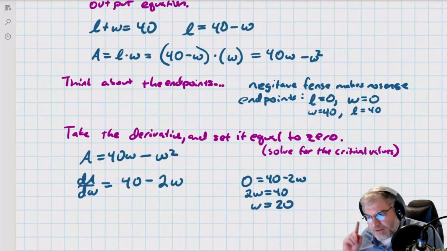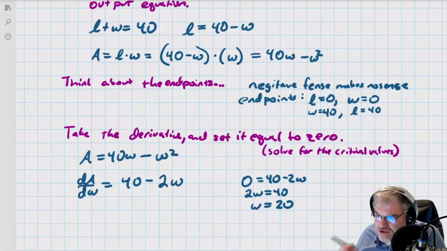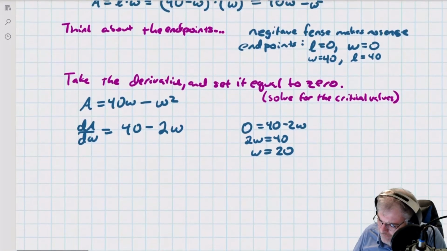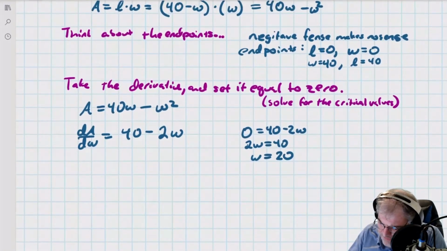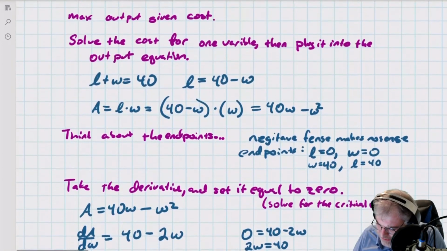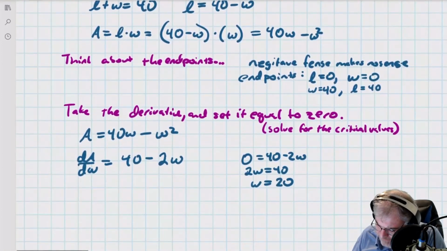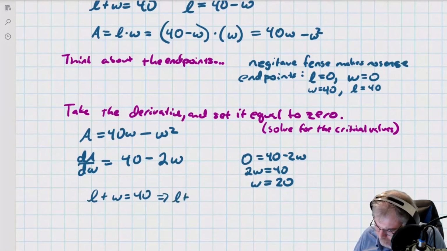Now, don't forget, we need to plug in the endpoints. So we need to check the endpoints. But let's solve for L real fast. So I've got W equals that. Now I've got my constraint equation here: L plus W equals 40. And these are in feet, right?